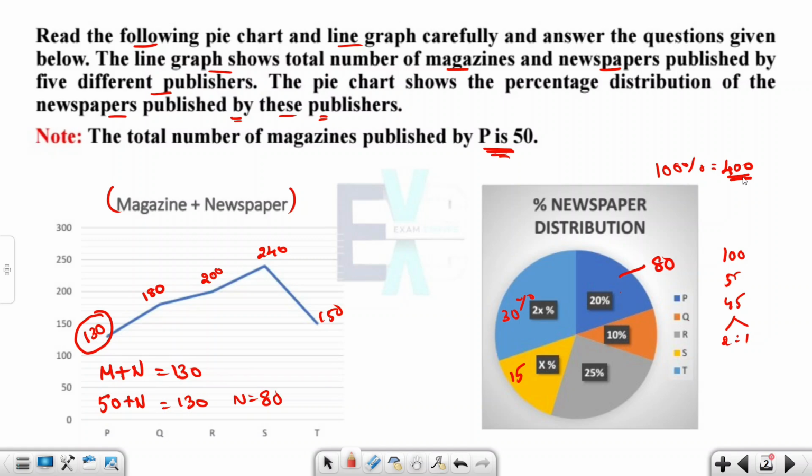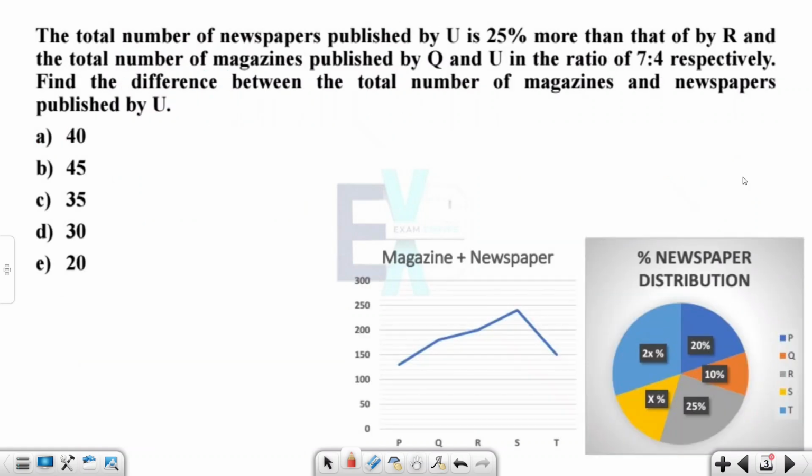Next one. Now, based on this, we'll solve some questions. Let's take the first one. The total number of newspapers published by U is 25 percentage more than that of R, and the total number of magazines published by Q and U is in the ratio 7 is to 4 respectively. Find the difference between the total number of magazines and newspapers published by U.